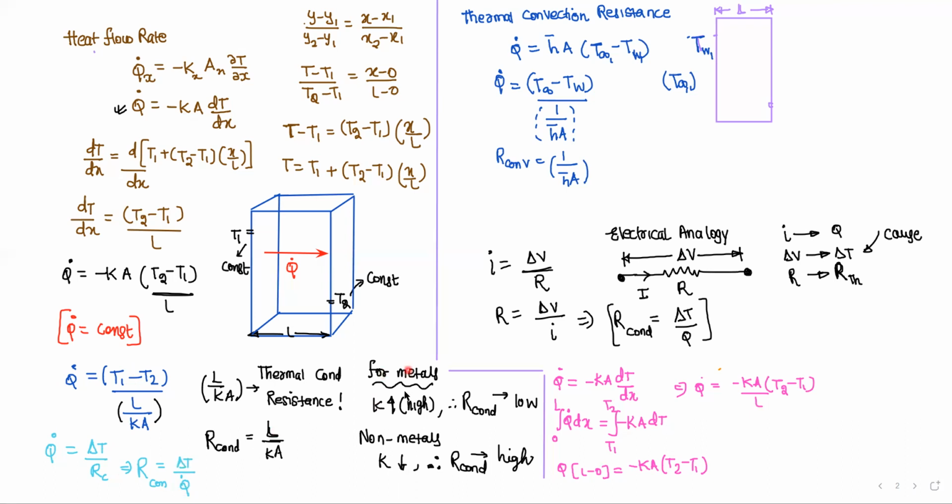For the metals we know that metals generally have high K values. For example, silver, copper, these have very high thermal conductivity value, and R is inversely proportional to K, so R conduction will be low for the metals, and for the non-metals it will be high.